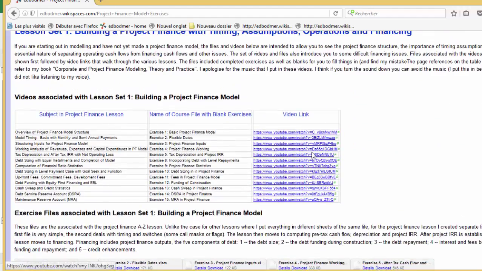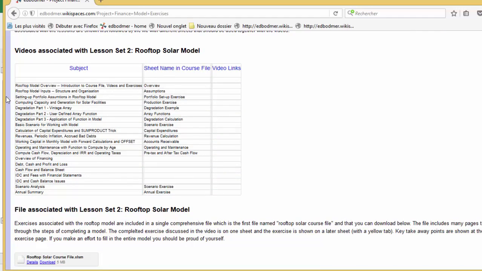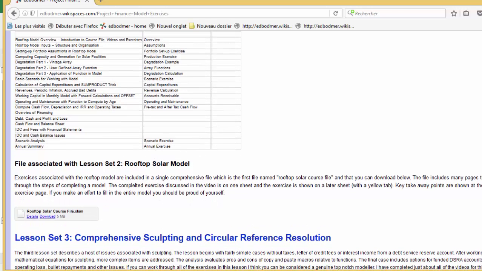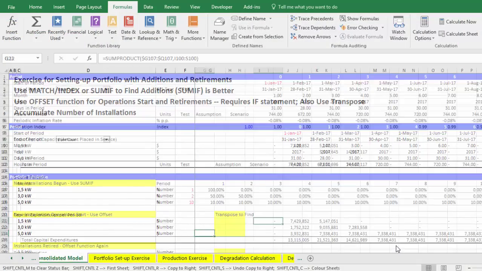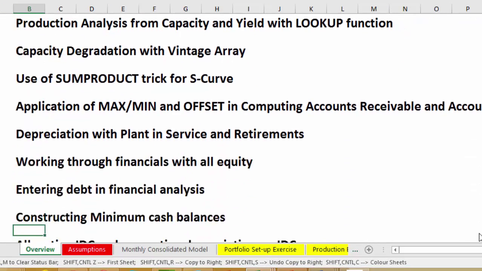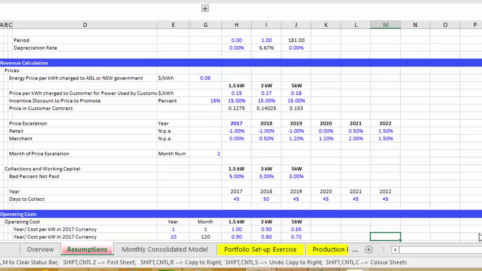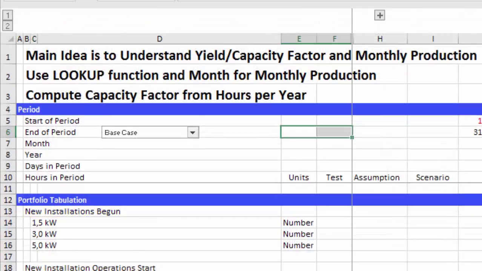But I kind of just said, well, we have the first lesson set on just building a project finance, and this is our rooftop model exercise where we're putting all the videos together, and it's all in this file. I have a discussion of the key aspects of every one of the pages, and on top of the pages you see the key points.